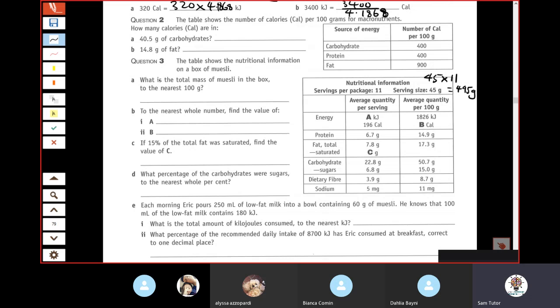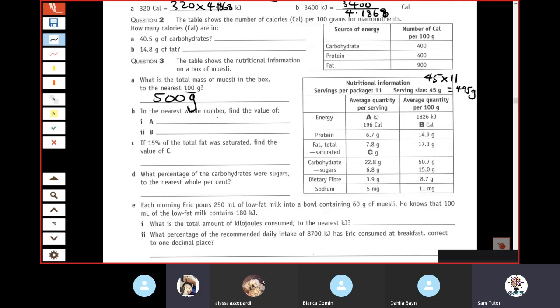All right. What is the total mass of muesli? Look at that. Without even reading the question, we've already answered it. What is the total mass of the whole box to the nearest 100 grams? What's the answer? 500 grams. That's 495. You've got to round up to the nearest 100, which is 500 grams. Everybody understand how I did that 45 times 11 bit as well? 45 grams, and there's 11 servings.